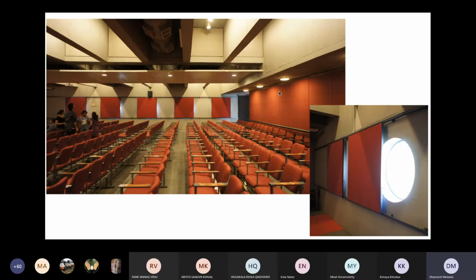So the fabric is still there. So again, it does not hinder the acoustical properties of the hall, and you still manage to achieve the same distribution of sound throughout the entire hall. Also notice the roof here.